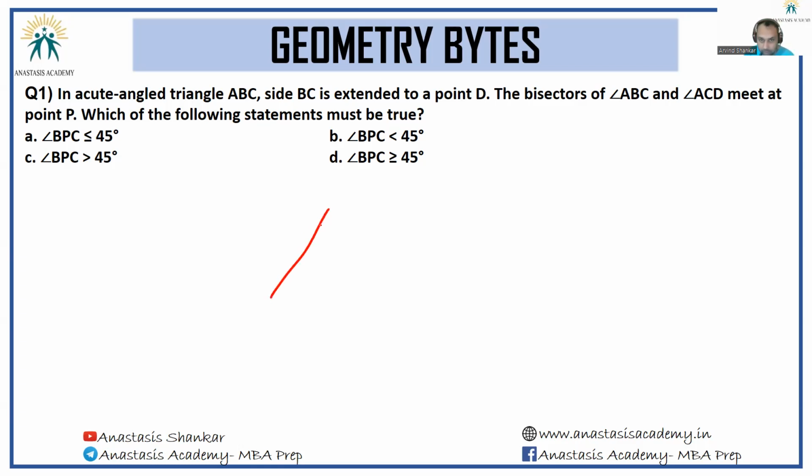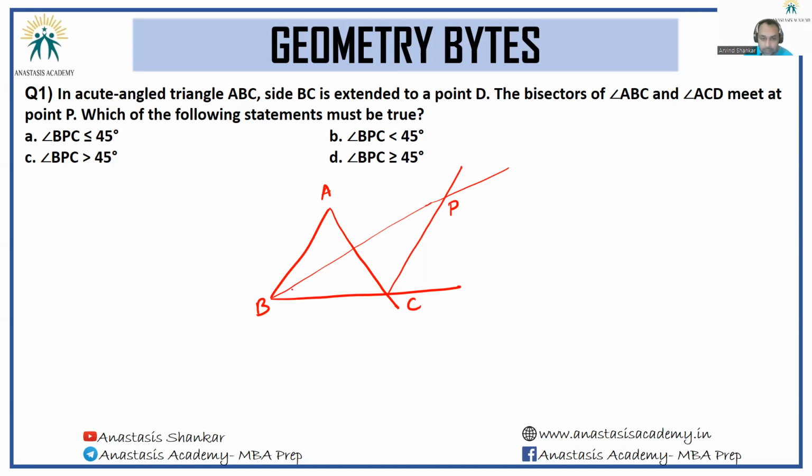Let me make a triangle. A, B, C. Now bisectors of ABC, so here, this line and ACD. So here, meet at point P. We are looking at angle BPC. We need this angle.